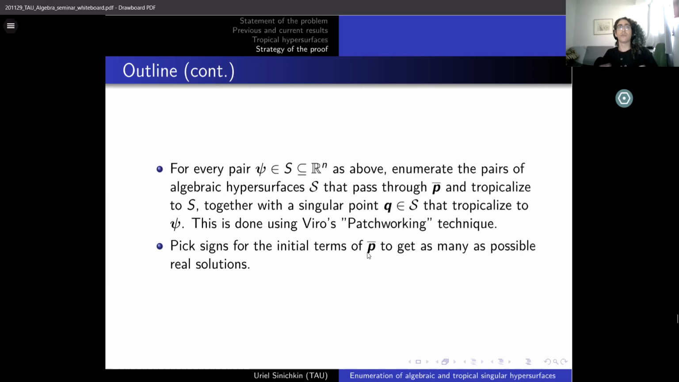And after that, we just need to do some combinatorics and count how many solutions we get. We get some recursive relation, and that's how we get the theorem.